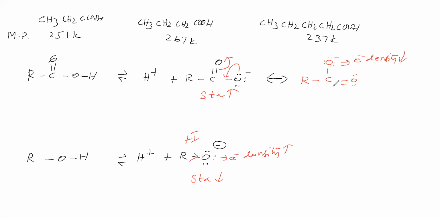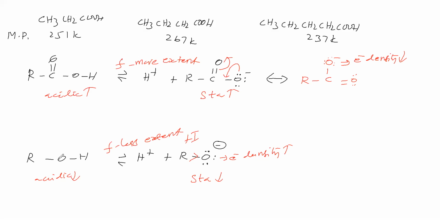Therefore, out of these two, this has higher stability when compared to this. Therefore, here forward takes place to more extent. Here forward takes place to less extent. Therefore, this acidic strength is more. This acidic strength is less.